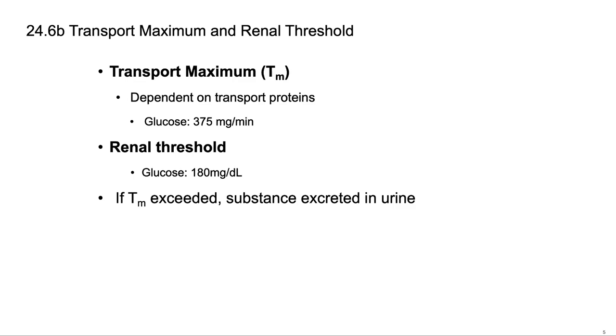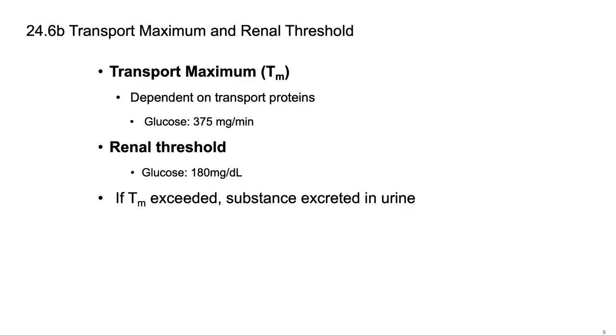This other term called renal threshold is related, but slightly different. This is the plasma concentration, the concentration of said substance, in this case glucose, in the plasma at which it will begin to appear in the urine.